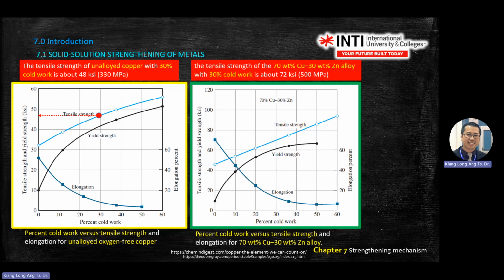So if you look at 30% co-work, the tensile strength will be around 48. The value will be 48. This one is imperial unit, but at this point, unit doesn't matter because we are comparing the same unit, left and right. So you look at the right-hand side, you see 30%, the tensile strength becomes about 70. Okay.